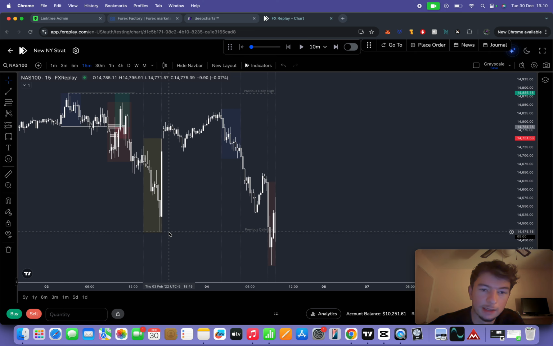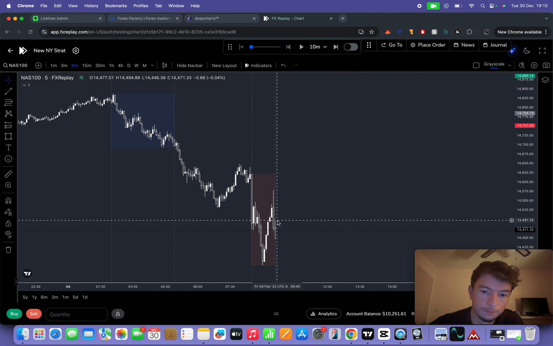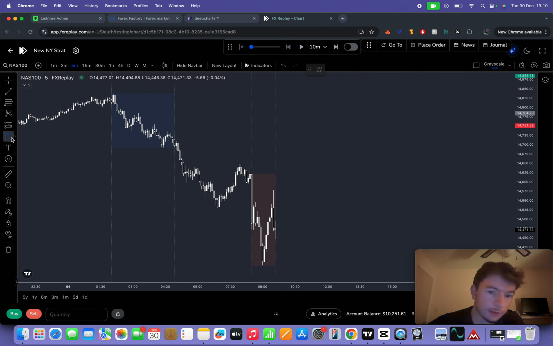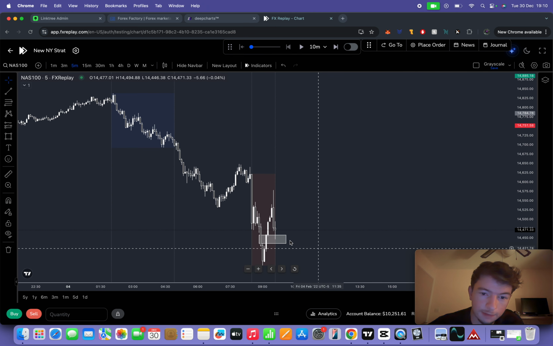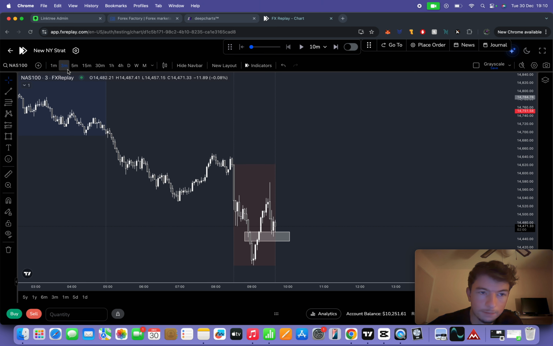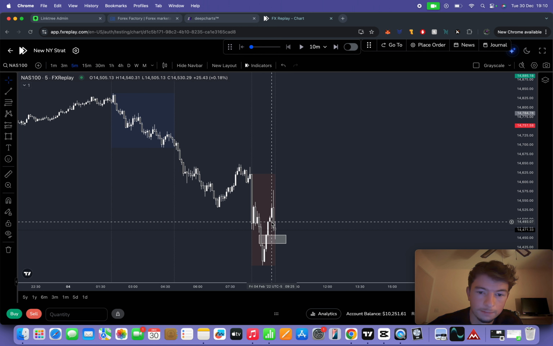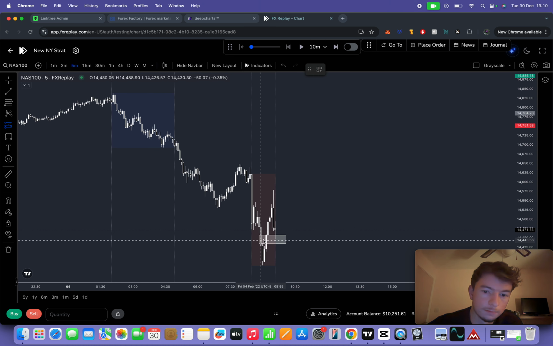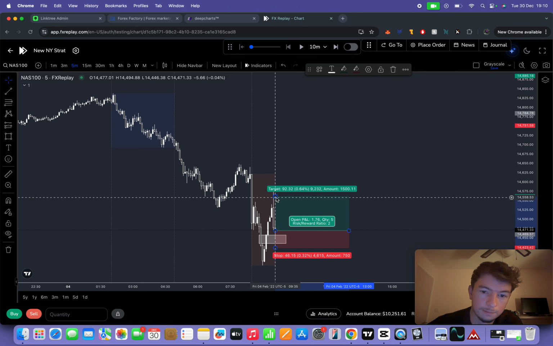Previous daily low been taken here. Friday, it is now. Right, we're just going to go with this. 5M IFVG there. 3M. No break. Take this. SL below.